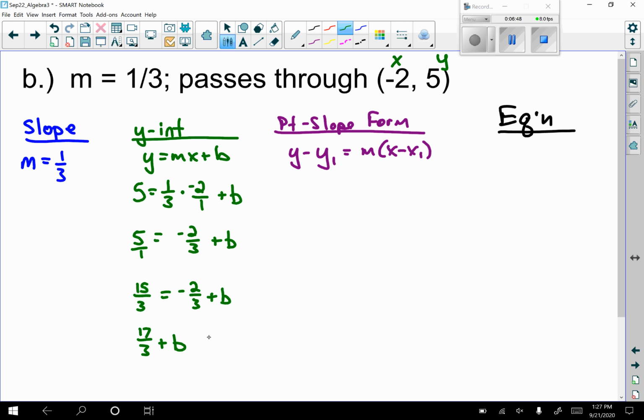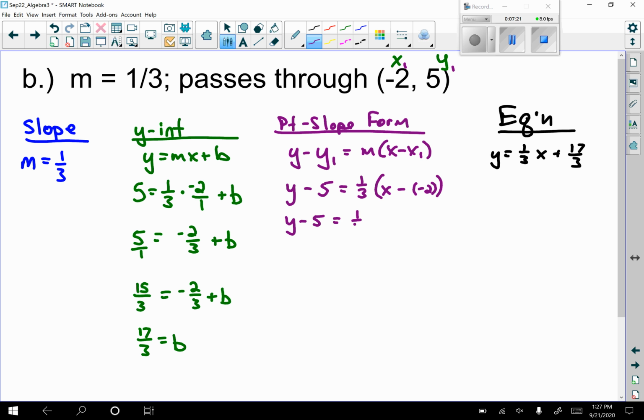So sometimes, and unfortunately, we have to work with these fractions. So my equation now is y equals 1/3 x plus, that should be an equal sign here, 17/3. All right, if I used point slope form, now this is my x1 and my y1 here, so the first y stays a y, then it's going to be minus 5 equals 1/3, which is my slope, times x minus a -2. So now this becomes y minus 5 equals 1/3. I want to rewrite this as x plus 2.